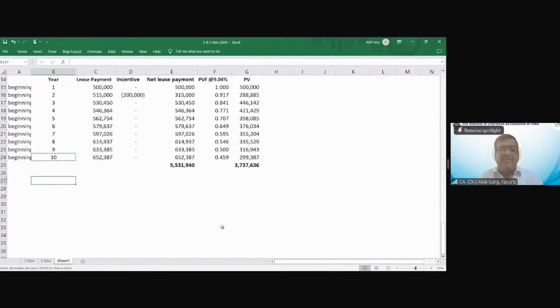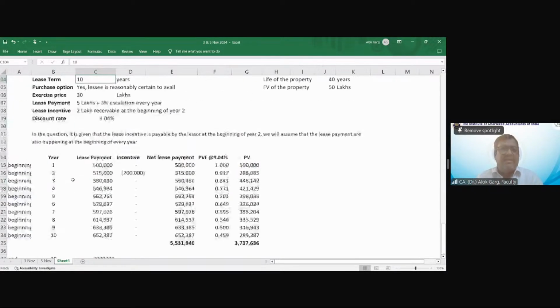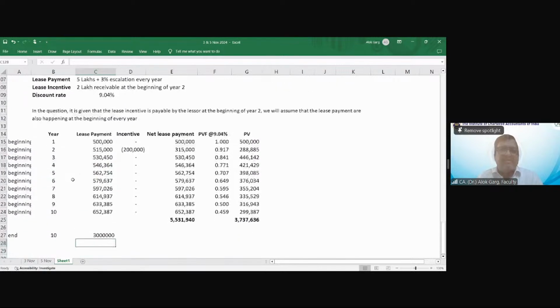So year 10. Is this beginning or end? आप कब पेमेंट करोगे एक्सरसाइज प्राइस? जब लीज टर्म खत्म हो जाएगा. End. So payment will be at the end of the lease term. Okay. What is the amount? 30 lakh. Exercise price is 30 lakh.